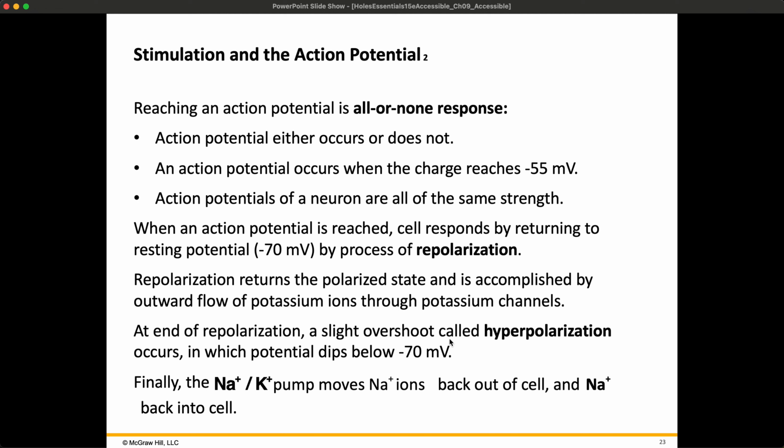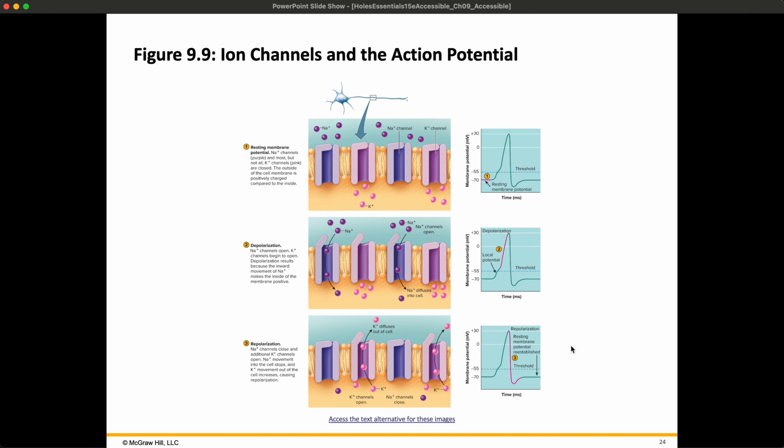Typically, there is this overshoot called hyperpolarization, where, because you're having this big rush outward of potassium, it overcorrects, so it'll go down to -90, -110 millivolts, and then it establishes back at that -70. And then you have these sodium-potassium pumps reestablishing that concentration gradient of sodium and potassium.